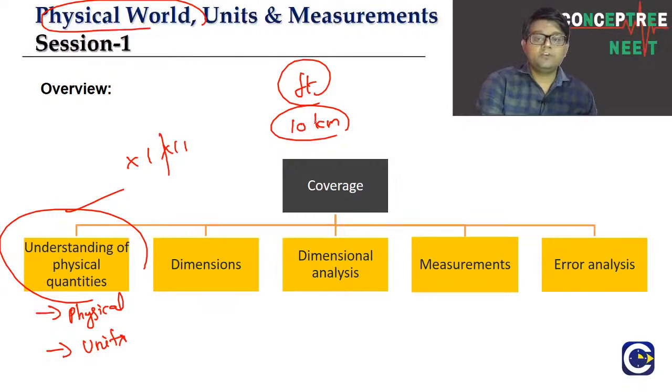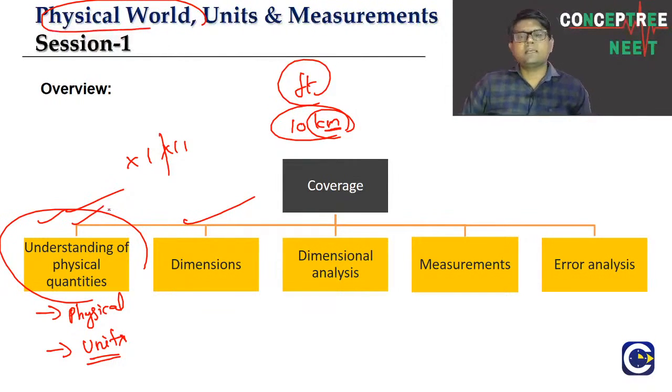If you say 10 kilometers, here kilometer is the base, that is what you call as the unit. So we will learn about what the physical quantities are and what the units of the physical quantities are. Okay, and then we will get into something. Already we have some idea.